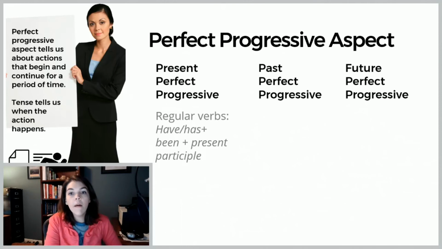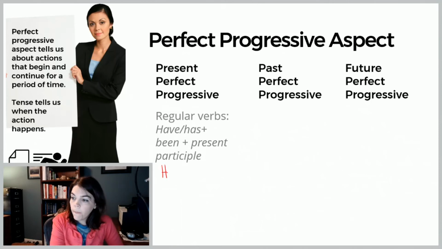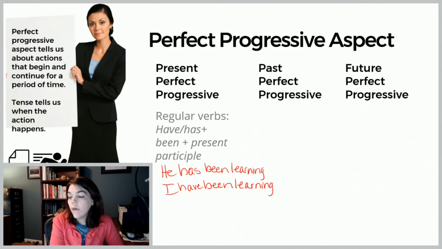So for present perfect progressive, we have have or has plus been plus the present participle. So it might look something like this. He has been learning something for a period of time. When I change it to I, it says I have been learning. So again, when we compare it with the other aspects, we still see that have or has agrees with the subject. But what's different is that we have two parts that are the same. The been and the learning stay the same. Present participle doesn't change and been doesn't change. But we choose which have or has depending on the subject. So again, this is going to carry our tense.